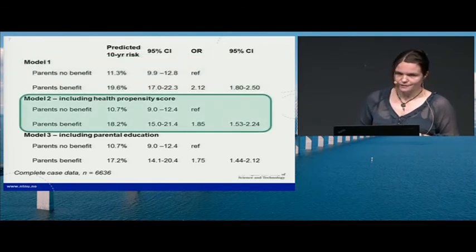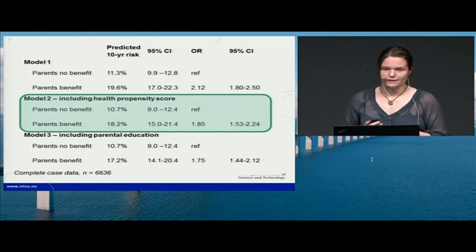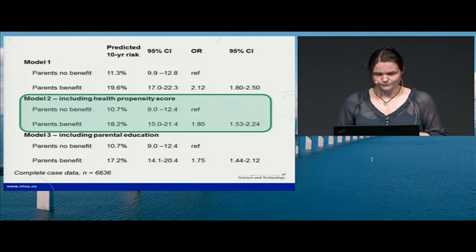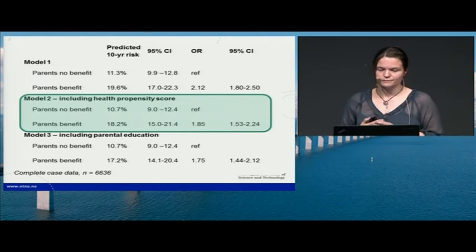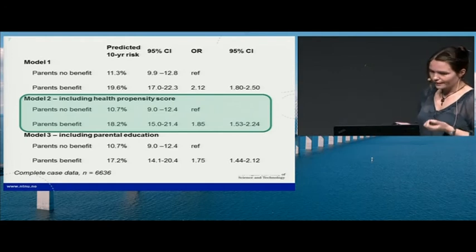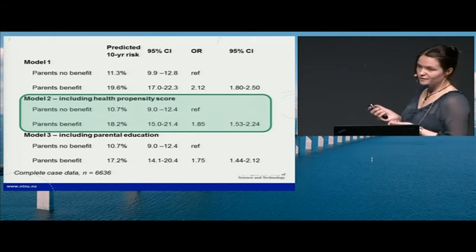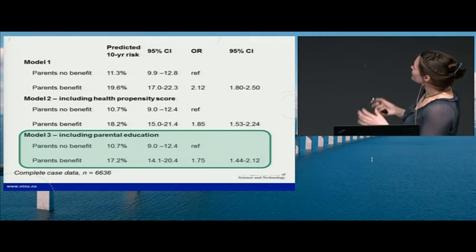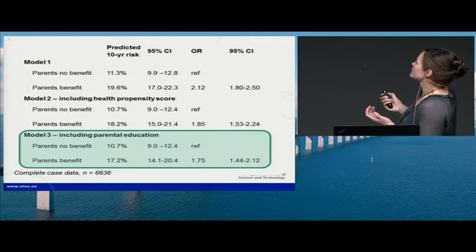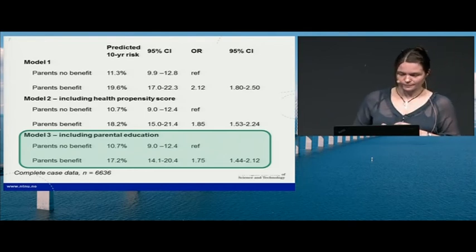In the second model, we have included health. And in order to include health, we have made a health propensity score comprising a wide range of health variables from both parents and adolescents. And adjusting for health, as you see, diminishes the estimates somewhat, but they are still important. And when including parental education in addition, you can see the same thing, that the results are somewhat lowered, but they are still important.